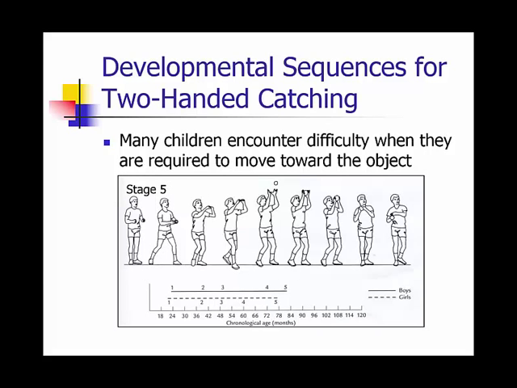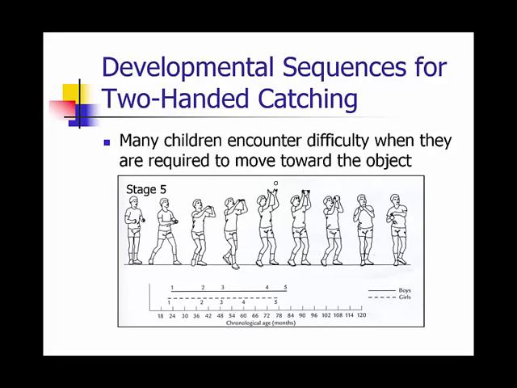And then stage 5, we can see that the child is now ready to change his or her stationary base in order to receive the ball. So they're stepping in the direction of the catch. And you can see here that they can raise their hands up into the direction or take a step in the direction of the throw.